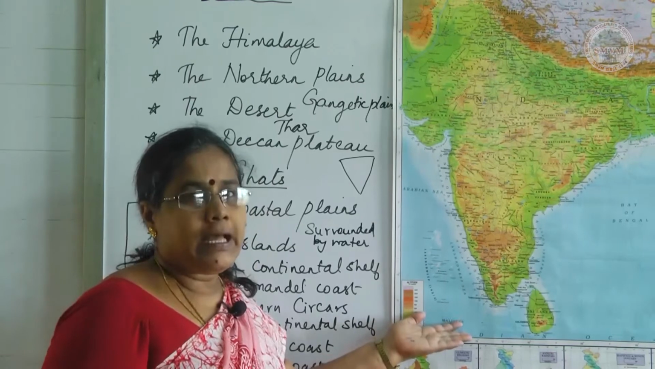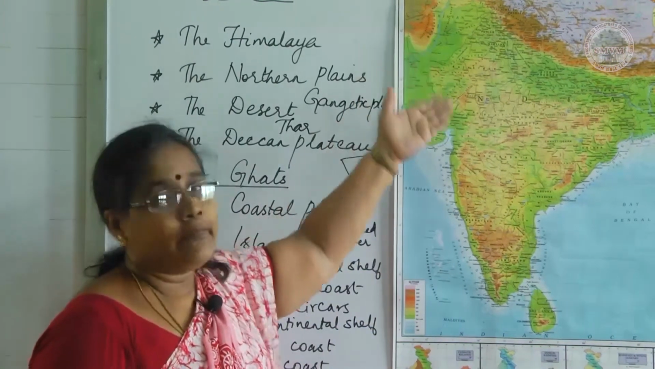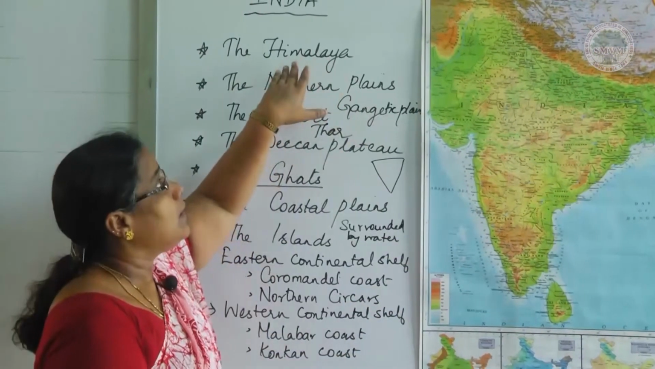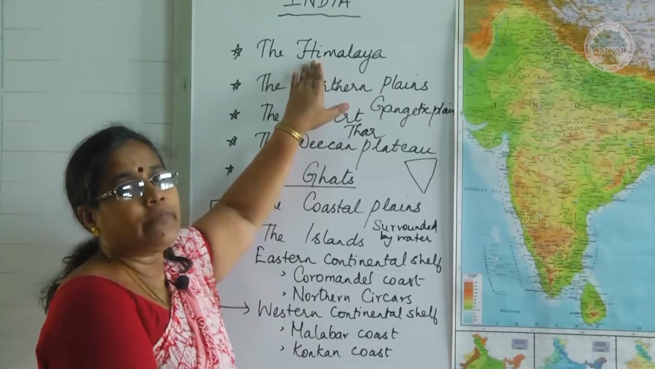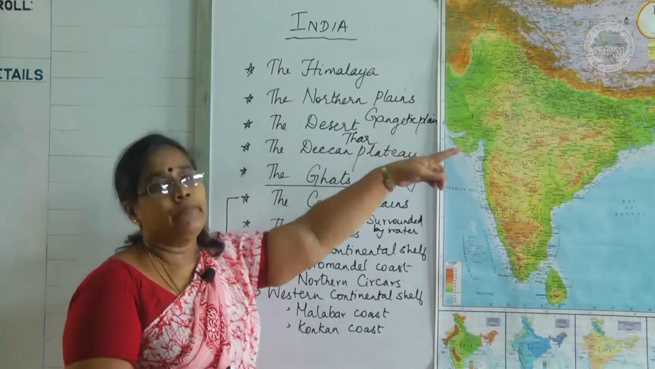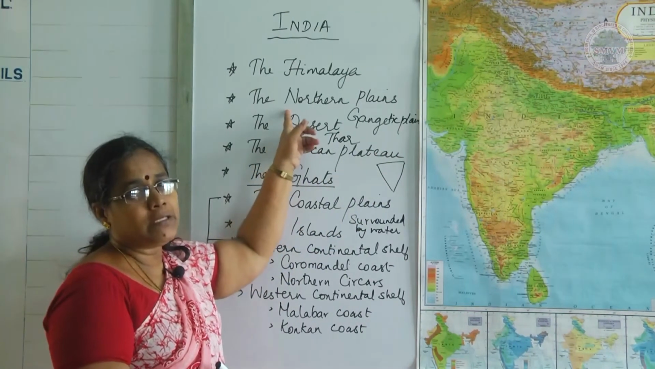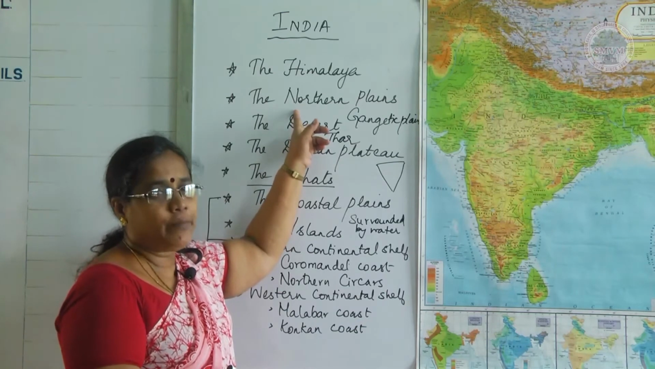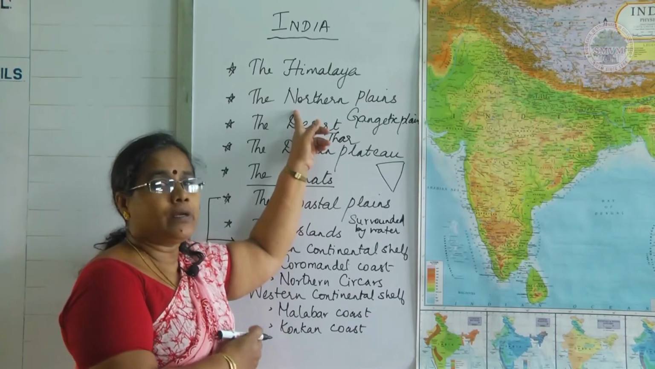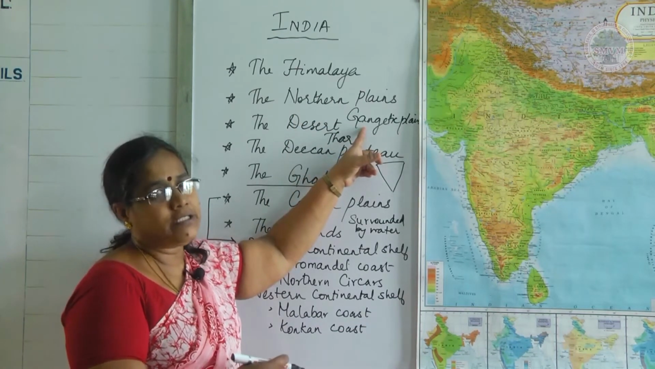Now let us have a quick recap of the landforms of India, the physical features. When we start from the north, it is the Himalaya ranges, which stretch from the north to the northeastern side of the country. Next we come to the northern plains, which are fed by the rivers Yamuna and Ganga. As they are mostly fed by the river Ganga, they are otherwise called the Gangetic plain.